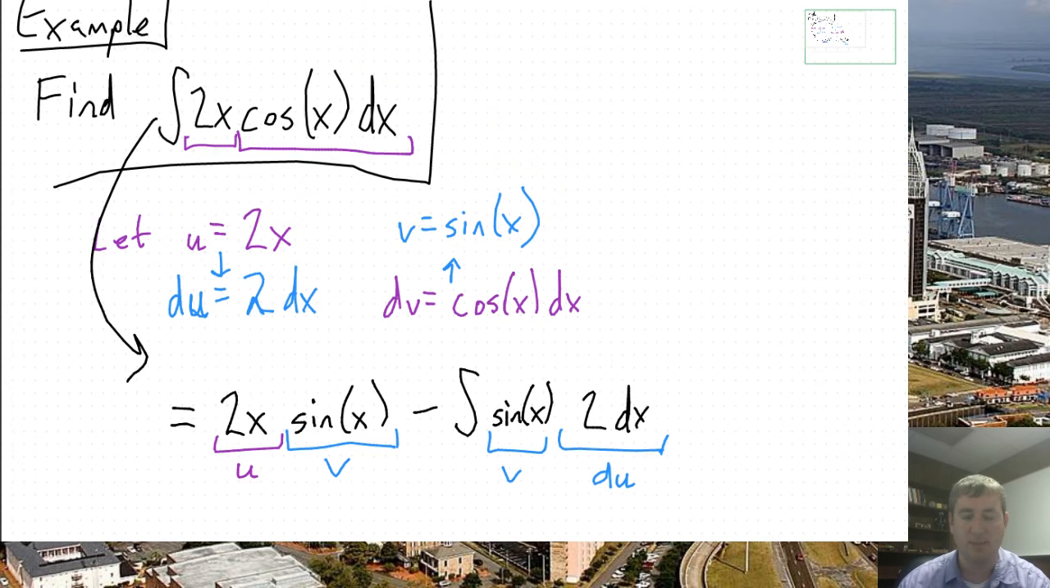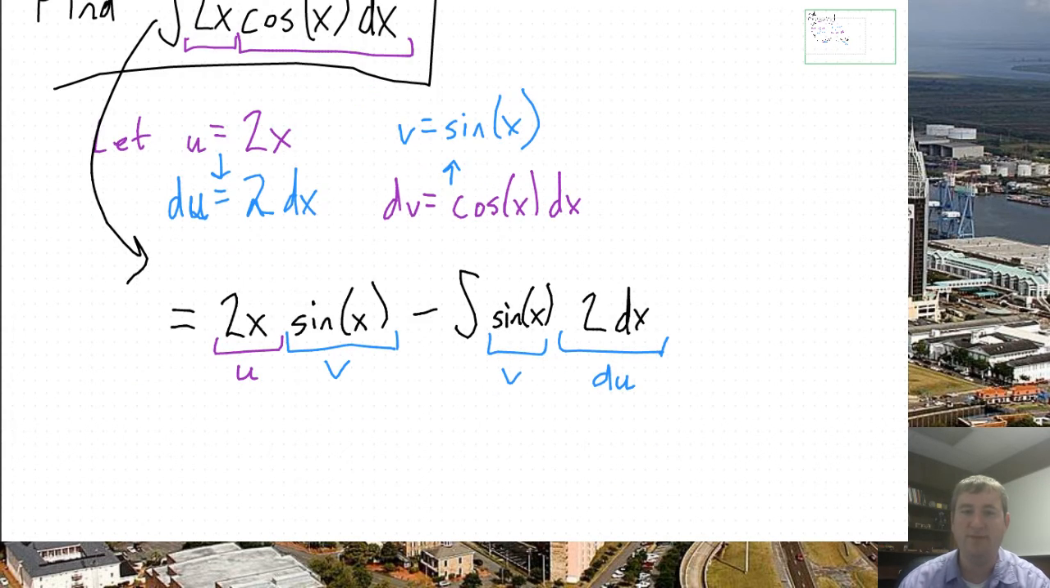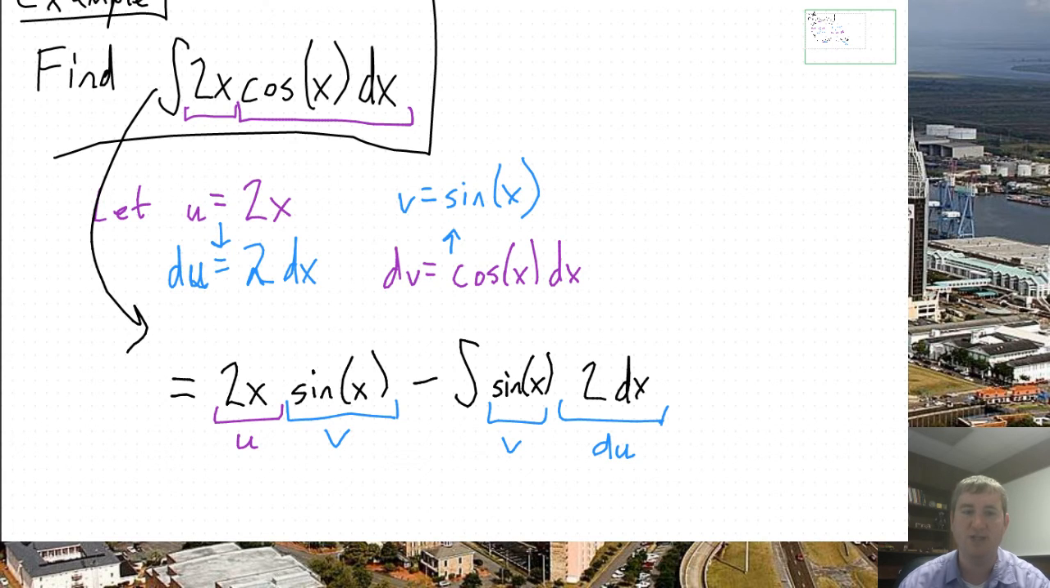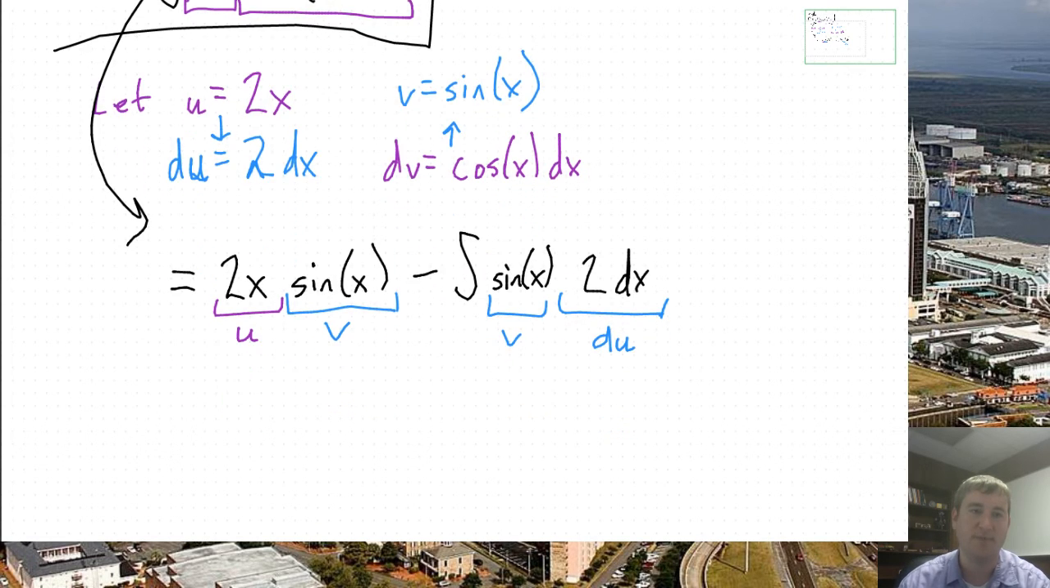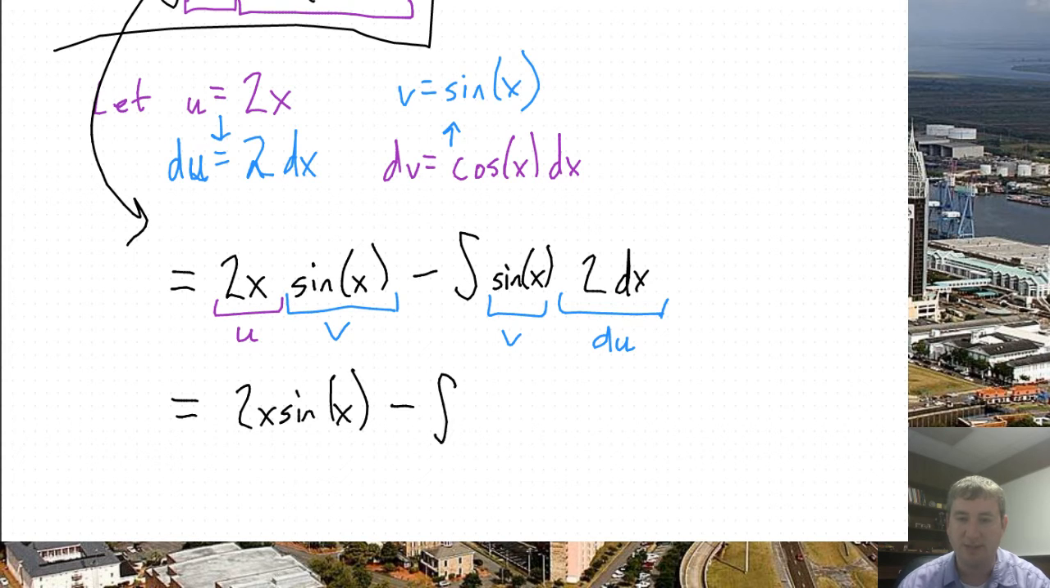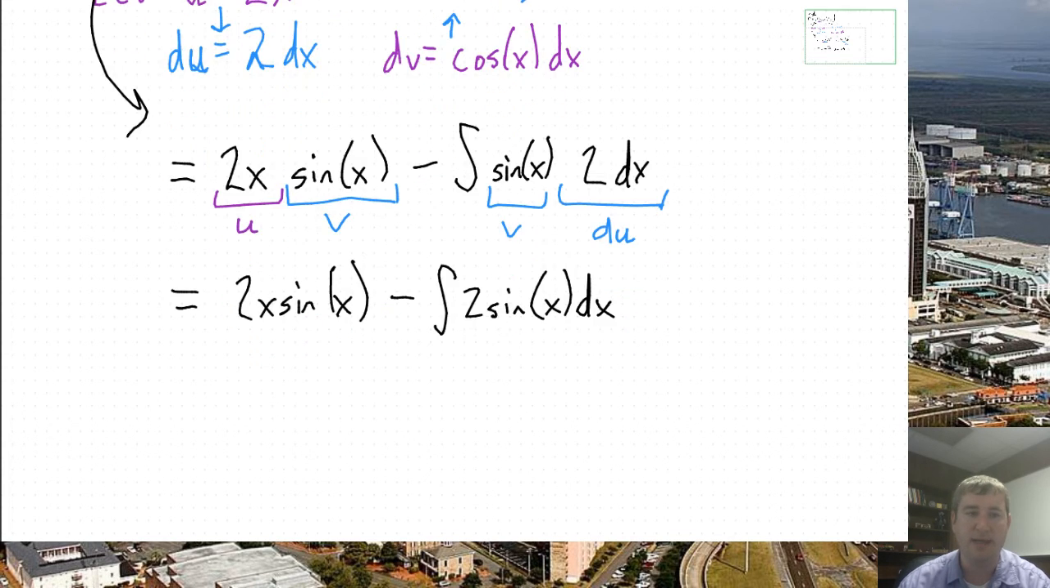Now it looks like it's gotten more complicated. Now I have 2x sine of x, but I've also got this minus sine of x times 2. But if you've done it correctly, if you've made the correct changes, notice that my 2x became simpler. It became just a 2. My cosine became a sine, and that's not much worse than cosine. So I'll just rewrite things a little bit. I got this nice 2x sine of x minus, and I can just write this as 2 times sine of x dx.